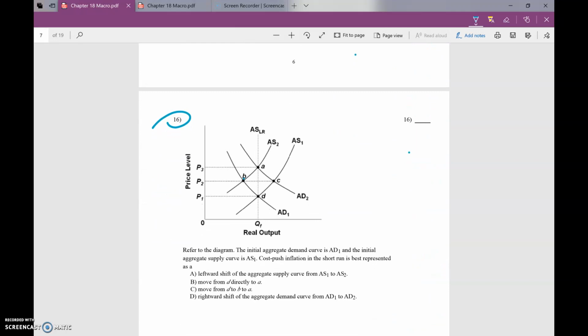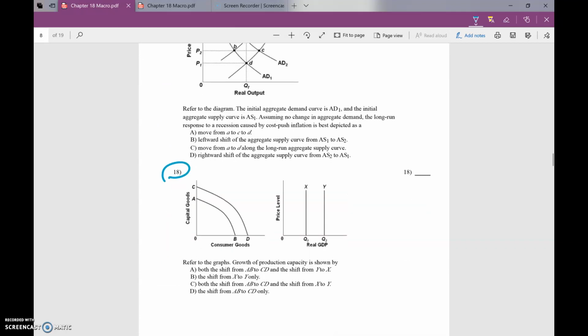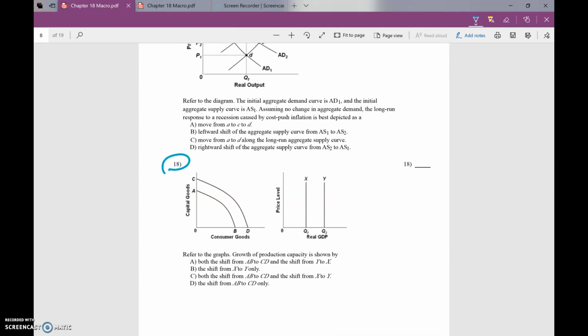All right, next question. We did this question already about cost push inflation. This is the aggregate supply curve shifting from AS1 to AS2, or the aggregate supply curve shifting to the left. Okay, let's take a look at question number 8. Growth of production capacity means the production possibility frontier shifts outward and the potential gross domestic product increases, or the long run aggregate supply curve shifts to the right.